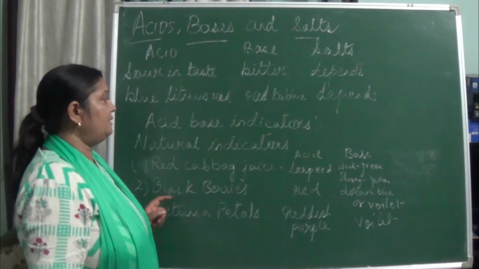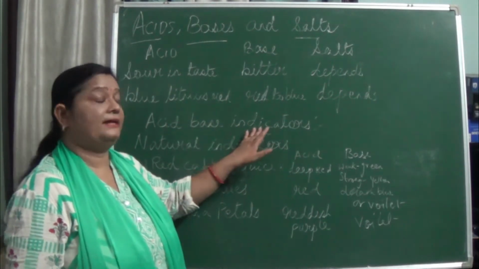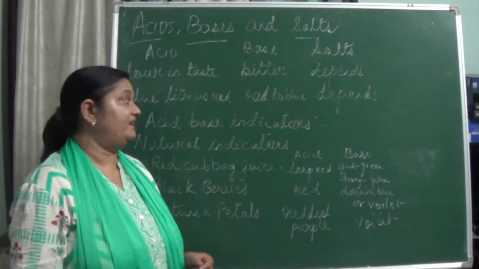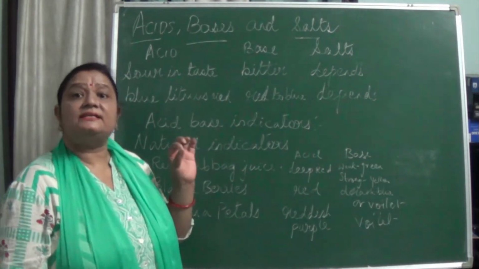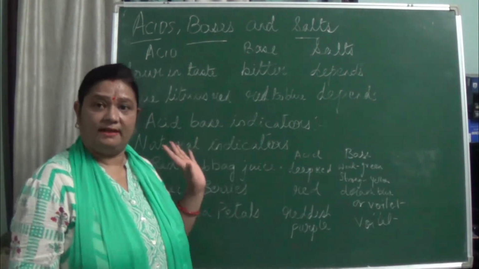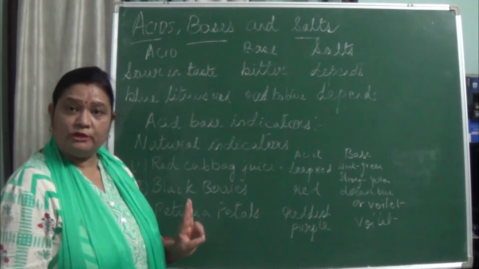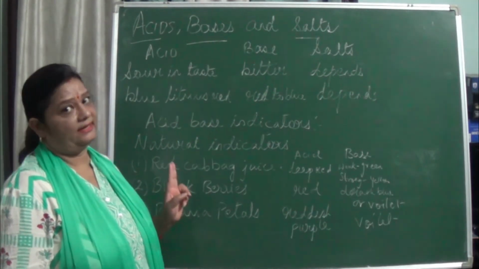Next topic is acid base indicators. What are these indicators? They say whether the substance is acidic or basic in nature. These indicators are of two types, natural indicators and synthetic indicators.